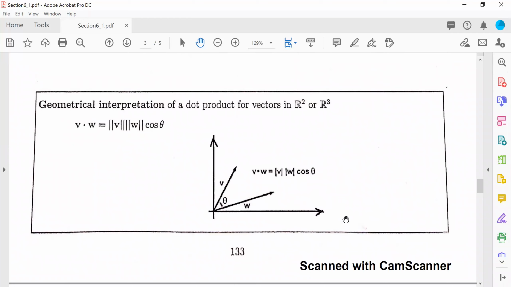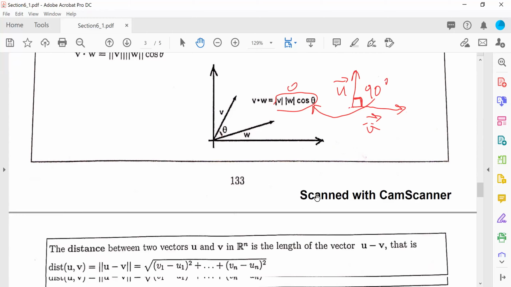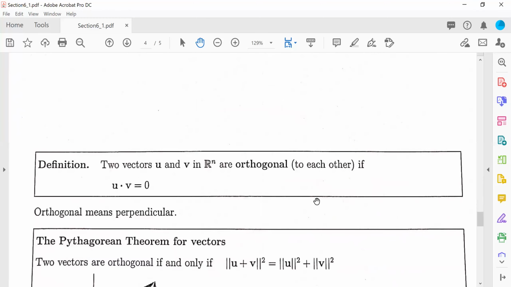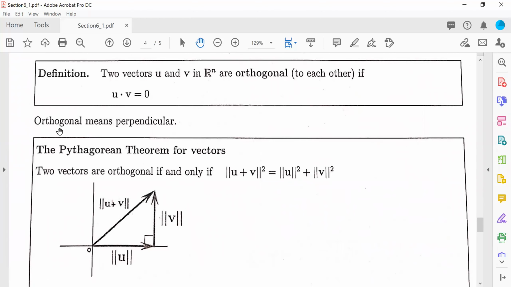So here we have the geometrical interpretation. This vector u is going to be perpendicular to vector v. So here is my vector u. Here's my vector v. If the angle between them is 90 degrees, that's by the definition of perpendicular vectors, right? So if the angle is 90 degrees, cos of 90 degrees is 0. That's why the dot product will be 0. So two vectors are orthogonal or perpendicular if the dot product is 0. Orthogonal means perpendicular.